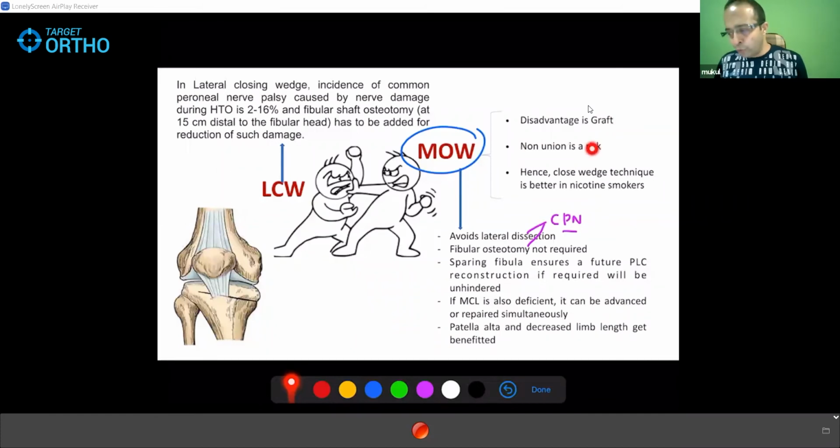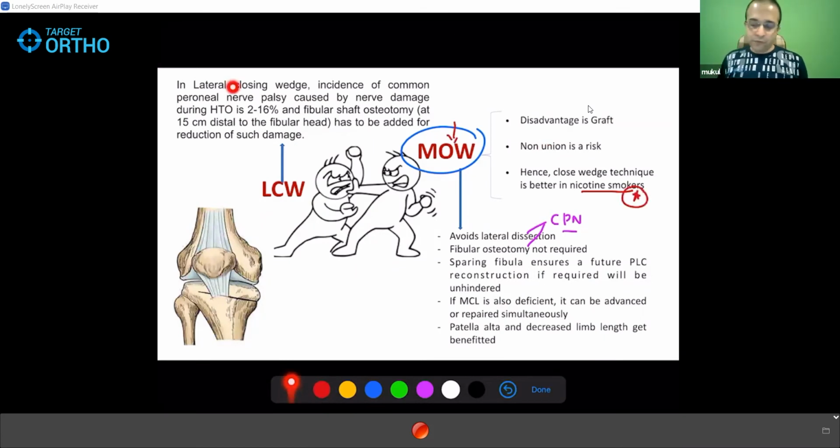Okay. Non-union is obviously a risk, but nicely done STO with graft in the metaphyseal area of tibia almost always unites. Non-union is particularly a risk in people who are nicotine smokers. So that is where this medial opening wedge technique is strictly contraindicated.